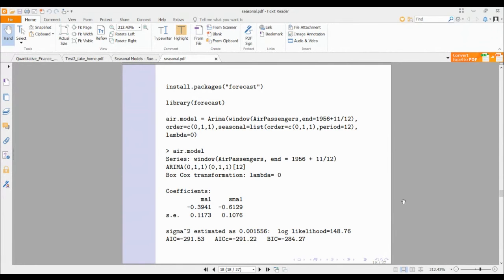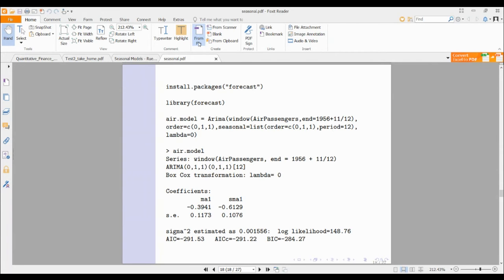So this is what these guys are doing. They split their data. They use window, which is a function that you can use for time series data, to cut their data up until 1957, because they add some months. They are going to fit an ARIMA 011 model with 12 periodicity, which means they have an MA1 model with 12 frequency seasonality.